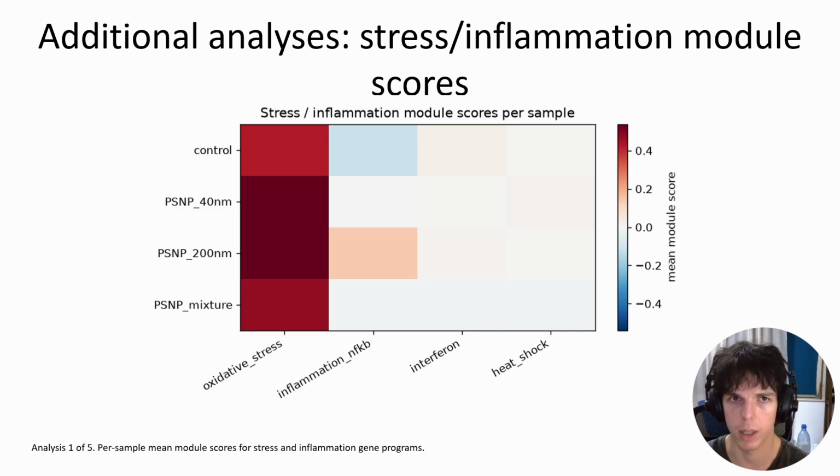So the first additional analysis is module scoring, a color grid where each row is a sample and each column is a biological program, a named group of genes: oxidative stress, inflammation, interferon, and heat shock. Red means the program is turned up, so the whole oxidative stress column goes deep red in all 3 exposed samples, but not the control. So plastic reliably stresses the cells, and the inflammation column turns pink specifically under 200 nanometers. So the size effect shows up here too in independent gene programs.